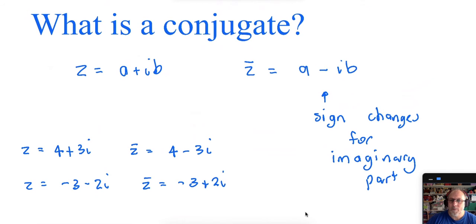So two main points here: the real parts in equal complex numbers are equal, as are the imaginary parts, and a conjugate, which is going to be a really useful tool for us to use, and we'll find some really nice results around that, is just where you've got the same terms except the imaginary parts have changed sign.